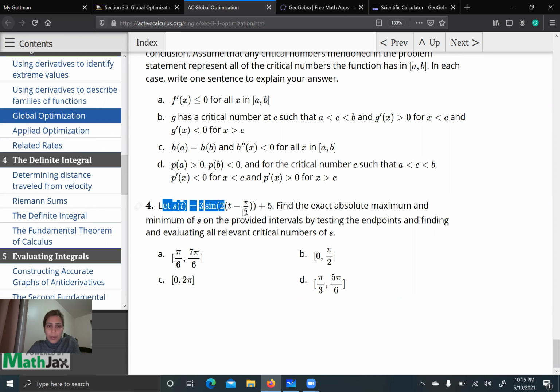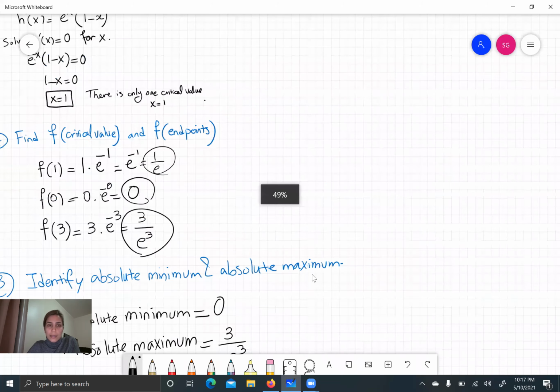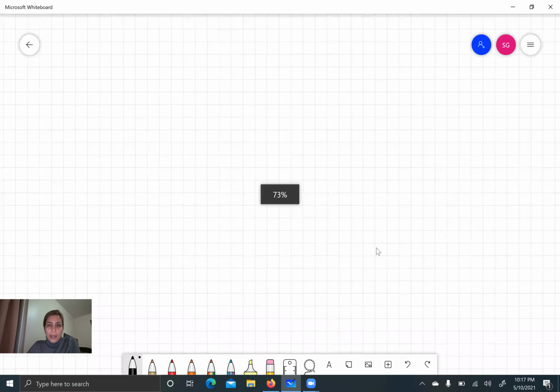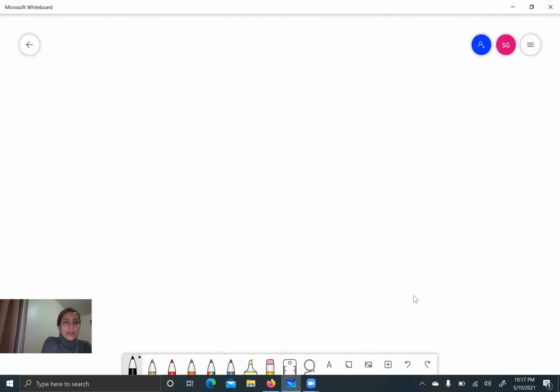So the last one is the sine function. The question asks you to find the exact absolute minimum and maximum on an interval. I might try one of them. This is the last question of the section, exercise 4.